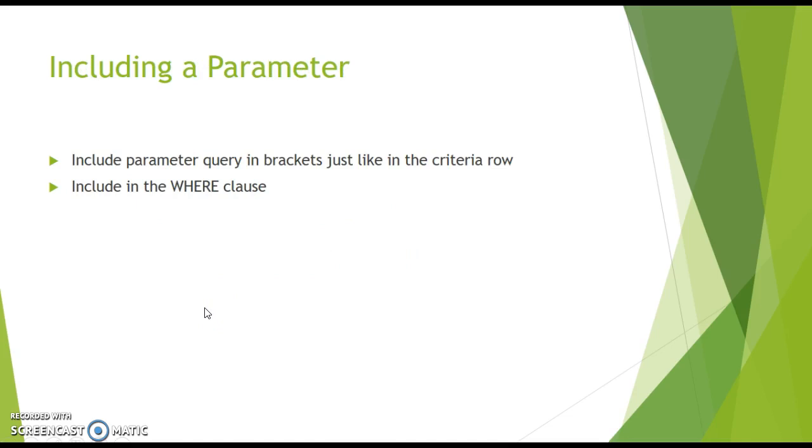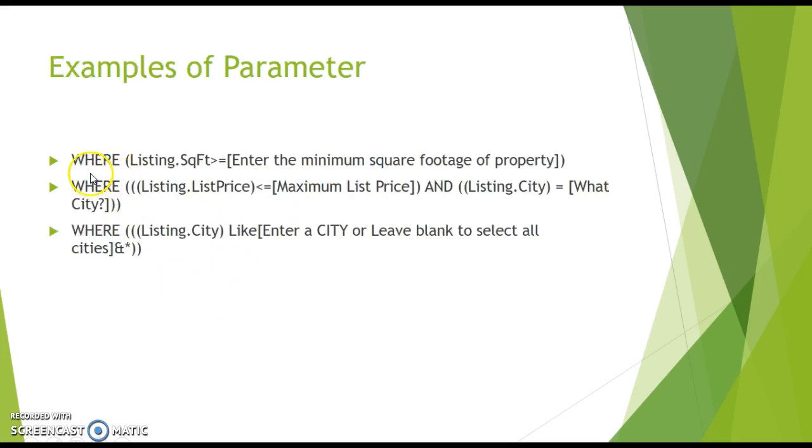Okay? Now, when you're doing parameters, you include it just like the criteria row. Your parameters are included in the brackets, and your parameters are always included in the where clause. Here's an example where you say where your listing square feet is greater than or equal to, and it says please enter the minimum square footage of the property. So when you run this, you're going to get the message that says enter the minimum square footage of the property. You put that in and say 100 square feet, and then it's going to list anything where the listing square feet is greater than or equal to 100.